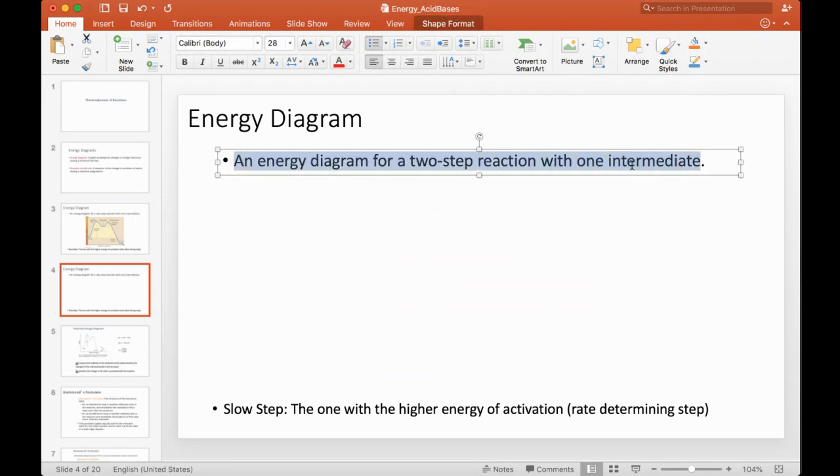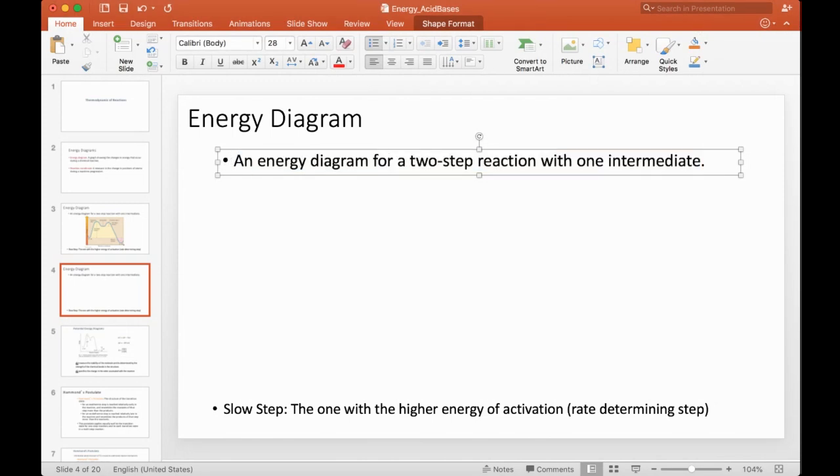So why is that important? Okay, somebody had a question. Somebody's asking what if this slower step is after the faster step? It doesn't matter. There is only one slower step. This slower step is the one with higher energy of activation. It doesn't matter if it happens first, second, or third, or last. But that's the rate determining step because it's the one that requires more energy to be surpassed in order to form the products.